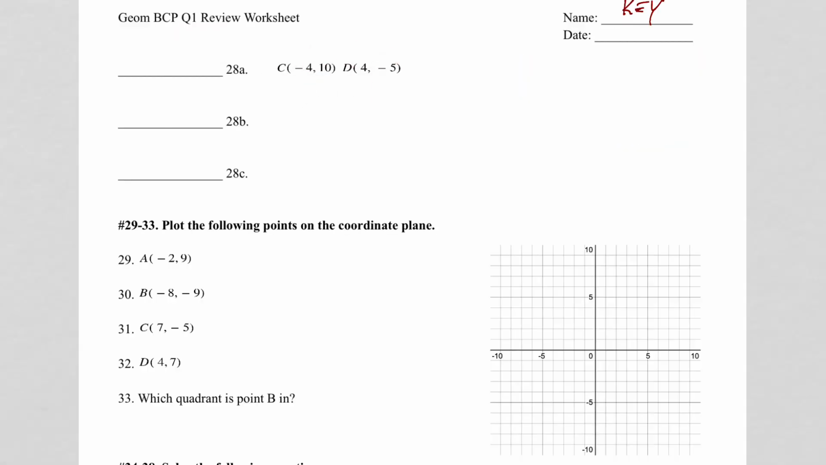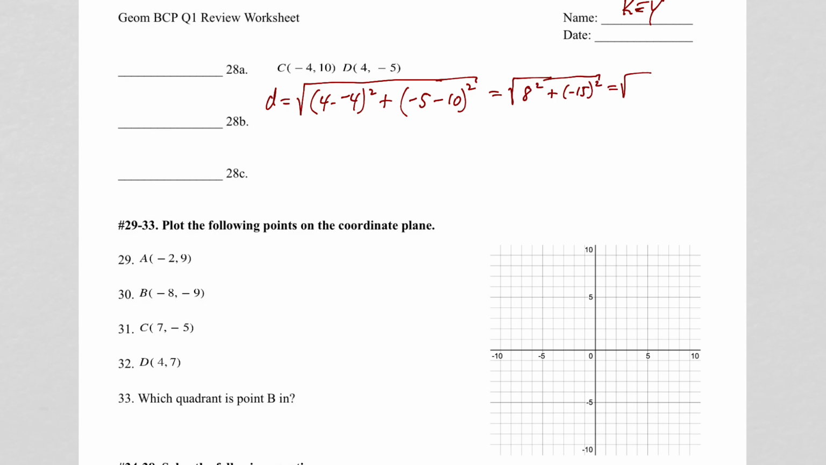The distance between these 2 points is the square root of x2, which is 4, minus x1, which is negative 4 squared, plus y2, which is negative 5, minus y1, which is 10 squared. So this is the square root of 8 squared plus negative 15 squared, which is the square root of 64 plus 225, which is the square root of 289, which is 17.